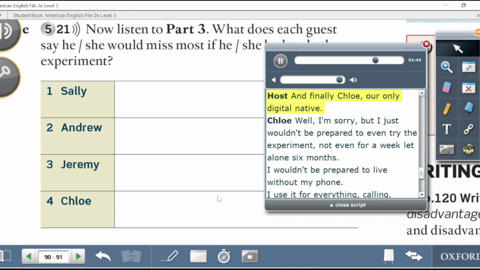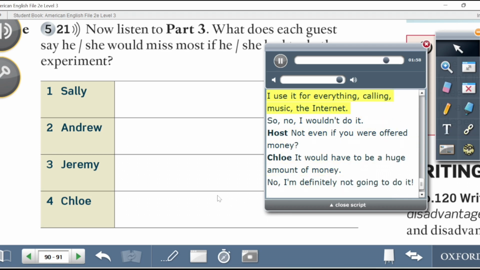And finally, Chloe, our only digital native. Well, I'm sorry, but I just wouldn't be prepared to even try the experiment, not even for a week, let alone 6 months. I wouldn't be prepared to live without my phone. I use it for everything. Calling, music, the internet. So no, I wouldn't do it. Not even if you were offered money? It would have to be a huge amount of money. No, I'm definitely not going to do it.